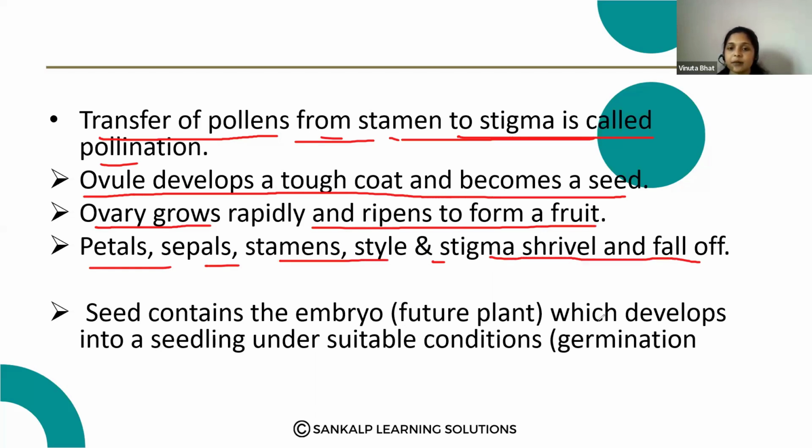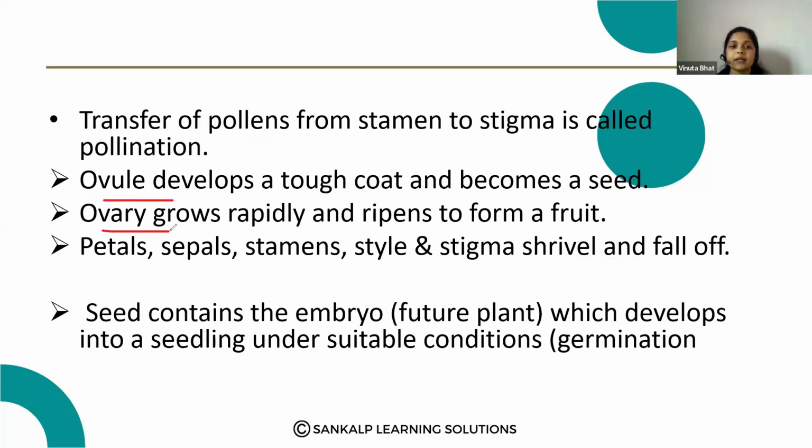The seed contains the embryo which develops into a seedling under suitable conditions, that is called germination. Here after fertilization, ovule develops into seed, ovary develops into a fruit, and petal, sepal, stamen, style, stigma fall off. Okay, so that is very important. Please note down the answer.